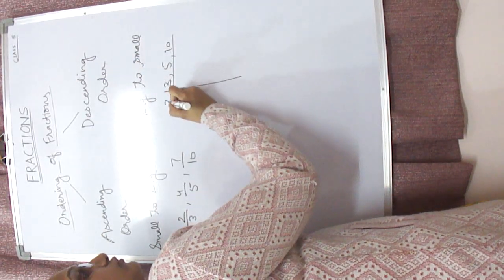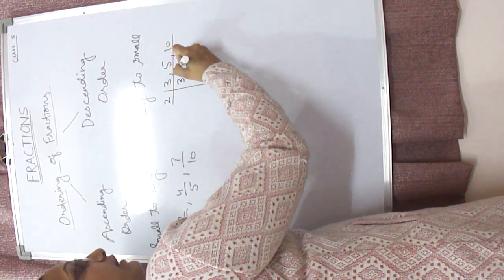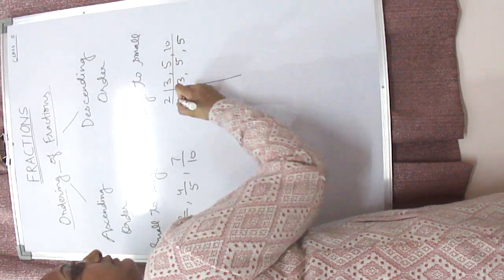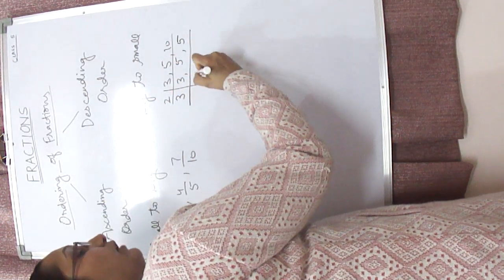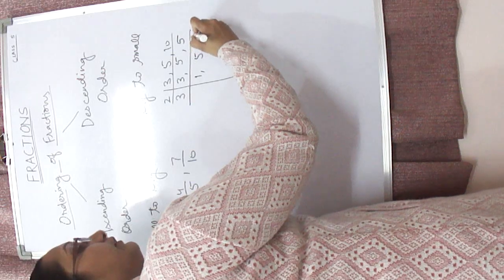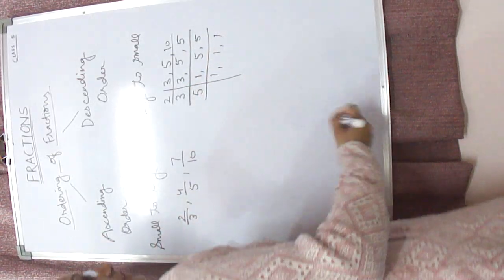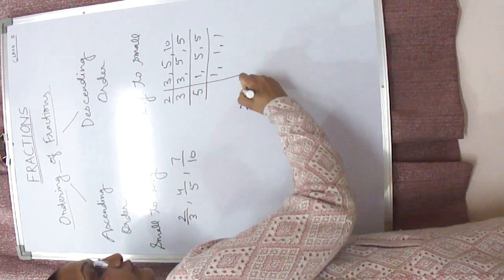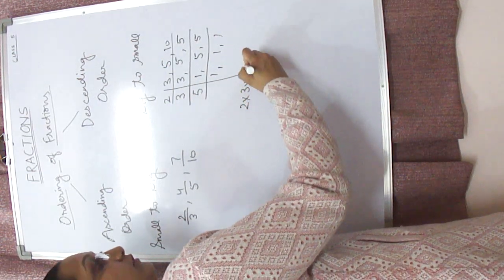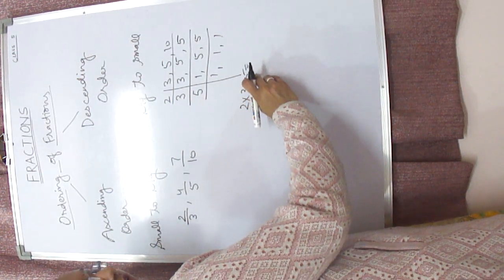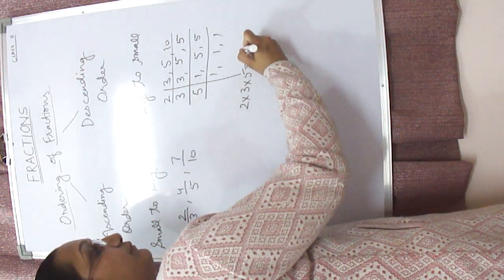So the LCM of 3, 5 and 10. If I start with 2, I'll get 3 here, 5 here, 5. With 3, I'll get 1, 5 and 5. With 5, I'll get 1, 1, 1. So 2 into 3 into 5. 2 3s are 6, 6 5s are 30. So the LCM becomes 30.